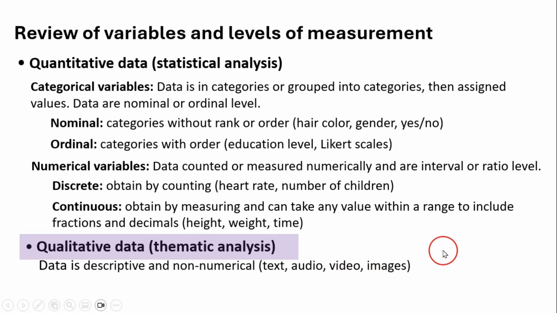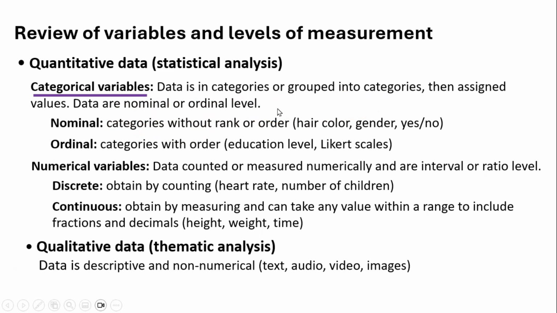So let's go back up to the quantitative and talk about that. So there are two main types of quantitative data. One is categorical, and the other one is numerical, as shown here with my pointer. So let's talk about the categorical first. So categorical data can be looked at as categorical variables, and in this case the data is in categories, or it's grouped into categories, then assigned values by the researcher. The data are nominal or ordinal level.